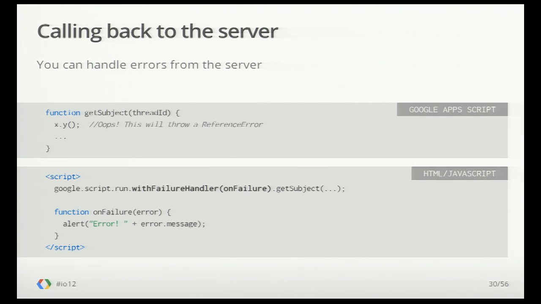So I just want to go through this really clearly. google.script.run. You can add success and failure handlers. Function name in your script. Whatever function names are in your script exist on the client. You can just call them as if they were client functions.